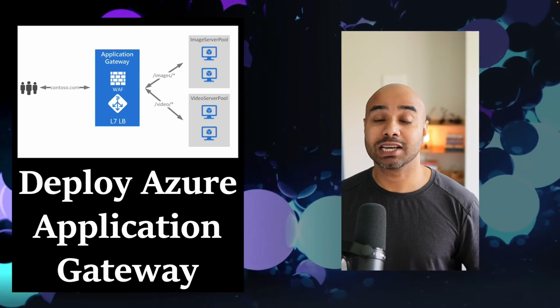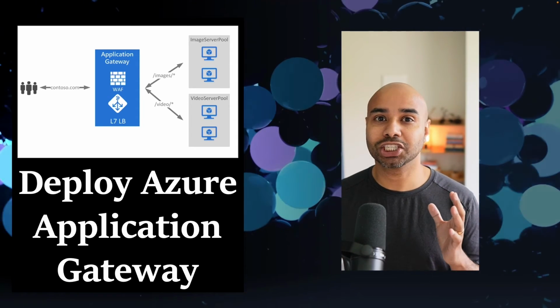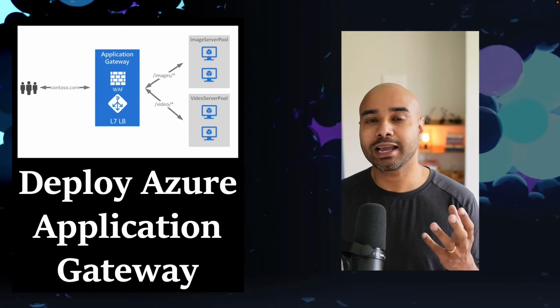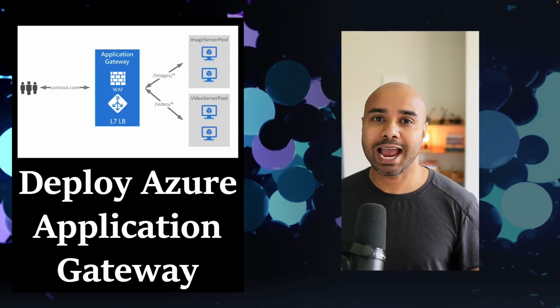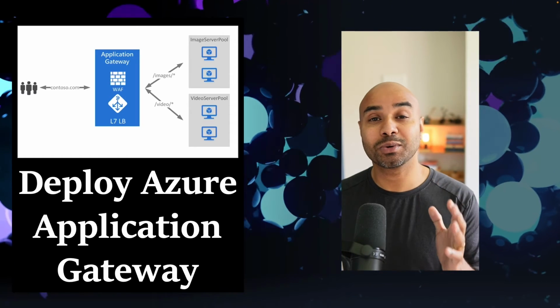In this lab exercise, we are going to look into Azure Application Gateway. We're going to create a couple of virtual machines, add them to the backend pool, and test the Azure Application Gateway. So let's go and start the lab.